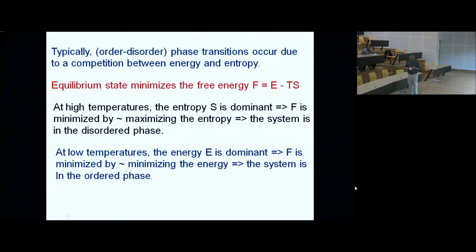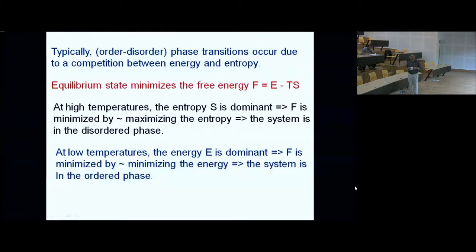So here you can see that if you want to minimize this, one requirement is that this E needs to be smaller and smaller, or this S bigger and bigger. And the relative importance of these two things depends on this temperature T.